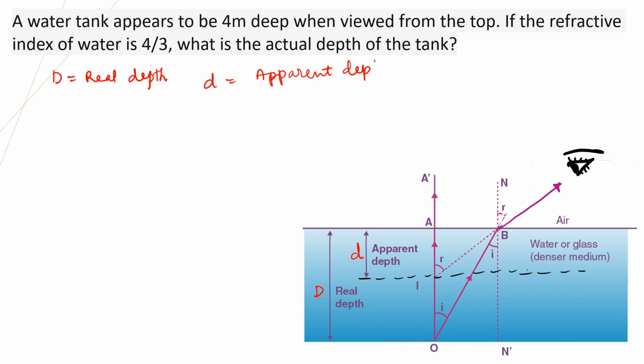Okay. Here, what are we supposed to find out? Refractive index is also given. Apparent depth is 4 meters. The water tank appears to be 4 meters deep, so apparent depth is 4 meters, and refractive index is also given, that is 4/3 for water. We have to find out the actual depth.